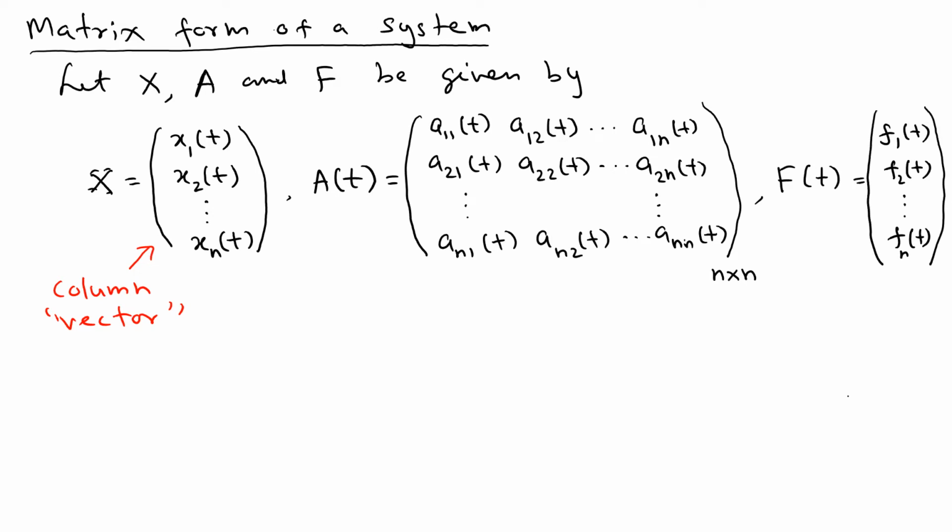So this is an n by 1 matrix. It's also an n by 1 matrix. Why? There are n many rows, only one column. Good. Now what we can do, using this one, we can write the system.